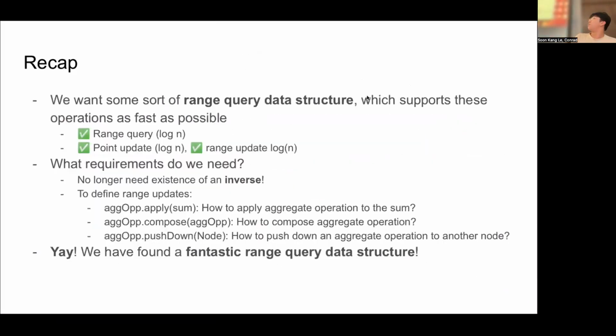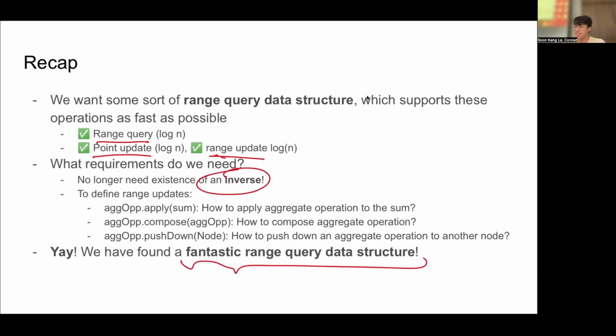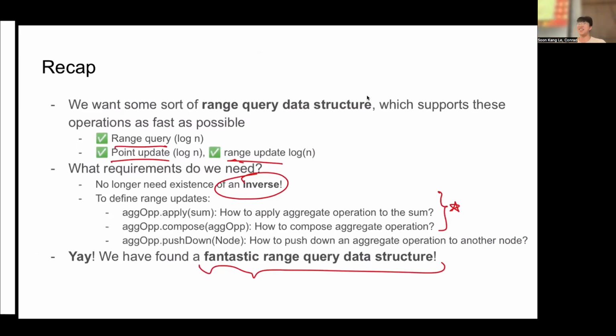So we wanted some range query data structure which gives us range queries in log n, point updates in log n, and now we have range updates in log n. So we have found a fantastic range query data structure. We no longer need an inverse, and instead we just need to reason about how we apply this operation to a block and all the different interactions that we have. We have found a fantastic range query data structure. Wow. After 1 hour and 30 minutes, we've covered segment trees with lazy propagation.